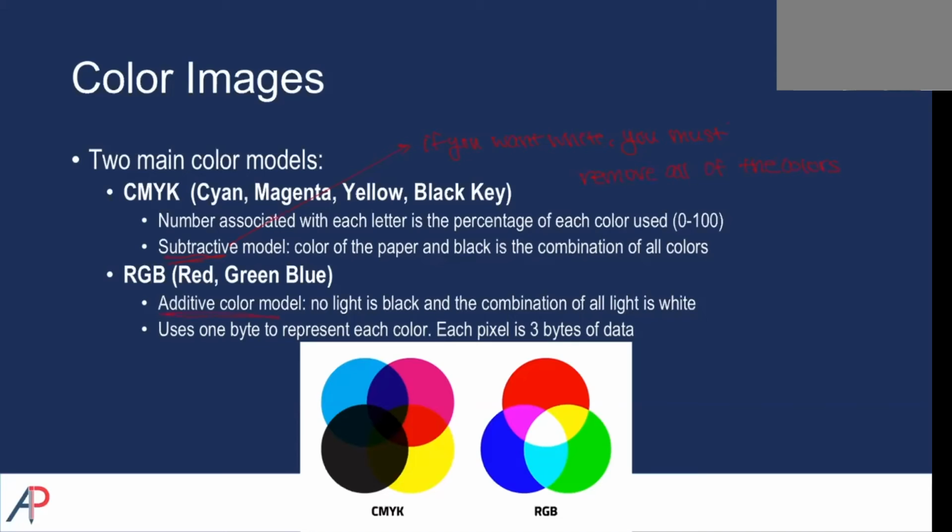Whereas for an additive model, if you want white, you need to add all the colors. All colors, meaning your three colors, R, G, and B. So red, green, and blue.